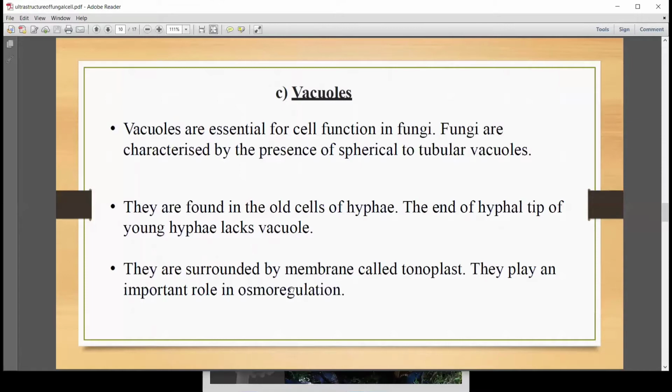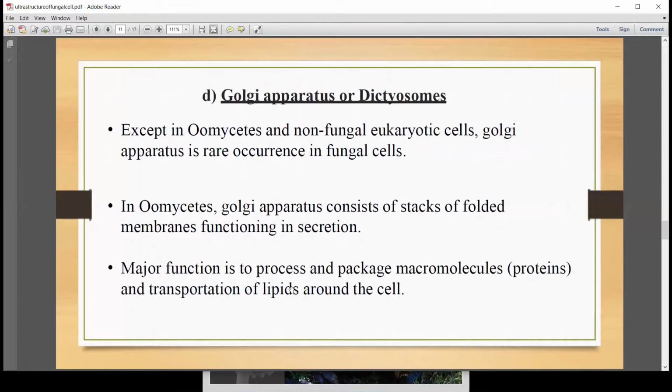They play an important role in osmoregulation. Golgi apparatus, or dictyosomes. Except in oomycetes and non-fungal eukaryotic cells, the Golgi apparatus is a rare occurrence in fungal cells. In oomycetes, the Golgi apparatus consists of a stack of folded membranes functioning in secretion. The major function is to process and package macromolecules, proteins, and transportation of lipids around the cell.